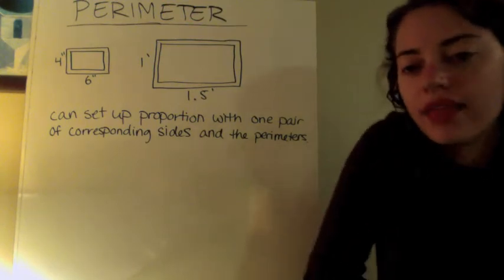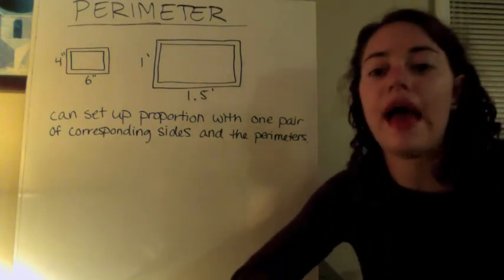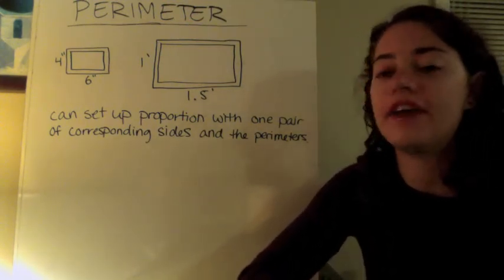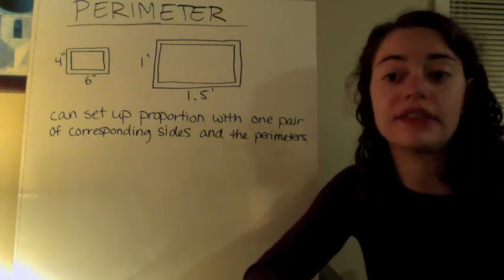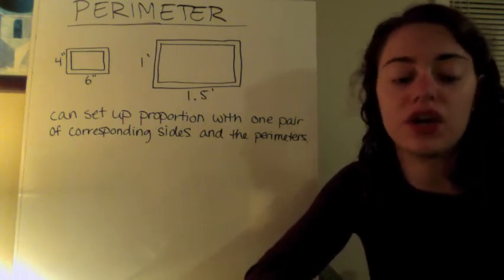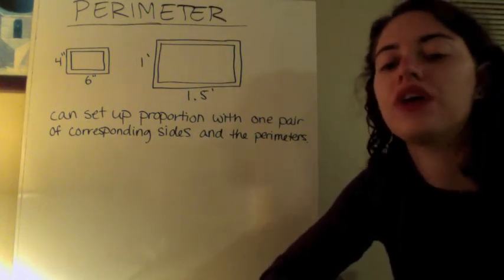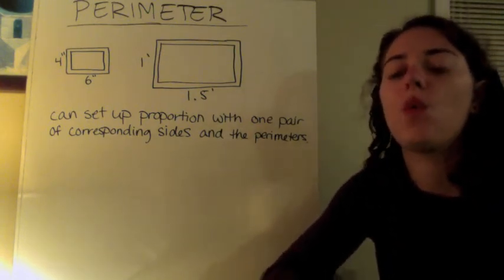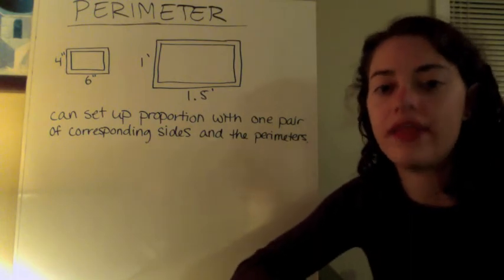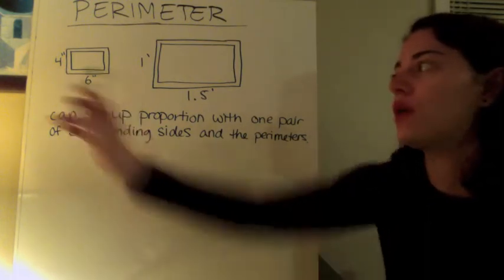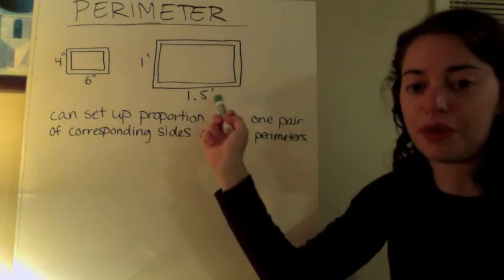For perimeter, let's say I am looking at picture frames and I have two similar objects. We'll test them and make sure that they are similar. I have two pictures, I think that they're similar, and I'm trying to find picture frames. What is the amount of wood that is needed for my smaller picture frame and for my bigger picture frame?